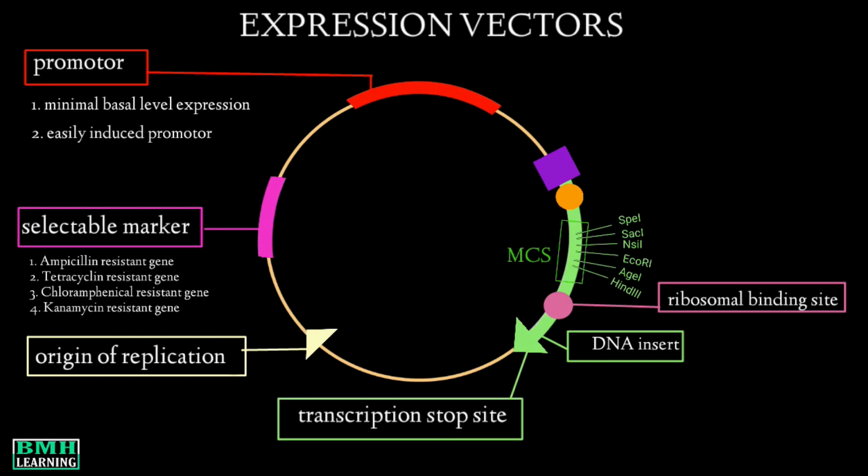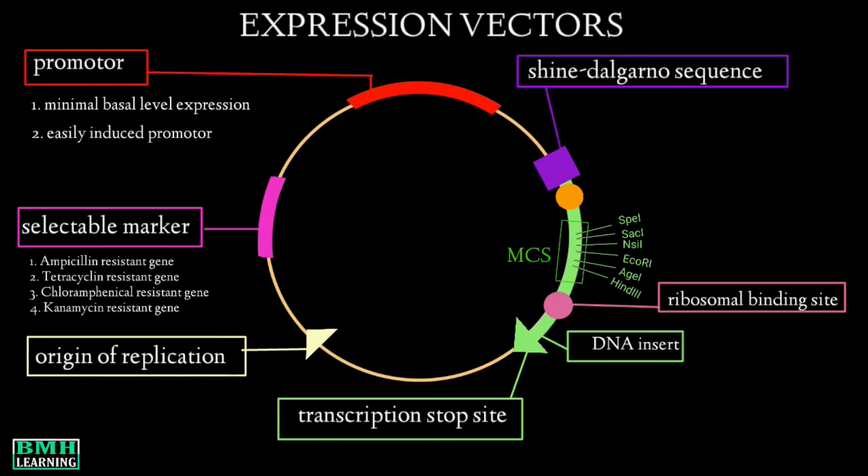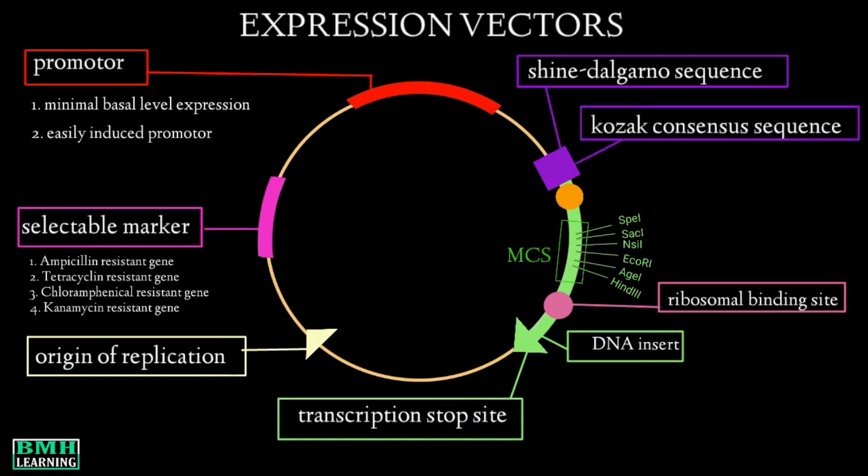Now there is an important difference you should know. There are differences in the machinery for protein synthesis between prokaryotes and eukaryotes. Therefore, the expression vectors must have the elements for expression that are appropriate for the chosen host, either prokaryote or eukaryote. For example, prokaryotic expression vectors would have a Shine-Dalgarno sequence at its translation initiation site for the binding of ribosomes. On the other hand, eukaryotic expression vectors would contain the Kozak consensus sequence.